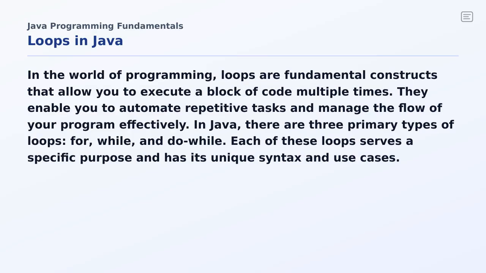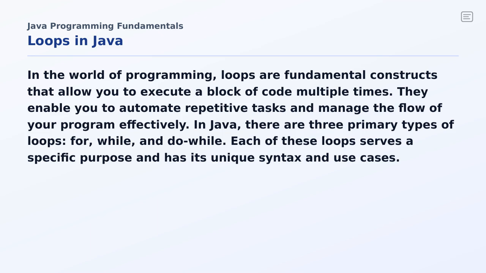In the world of programming, loops are fundamental constructs that allow you to execute a block of code multiple times. They enable you to automate repetitive tasks and manage the flow of your program effectively. In Java, there are three primary types of loops: for, while, and do while. Each of these loops serves a specific purpose and has its unique syntax and use cases.